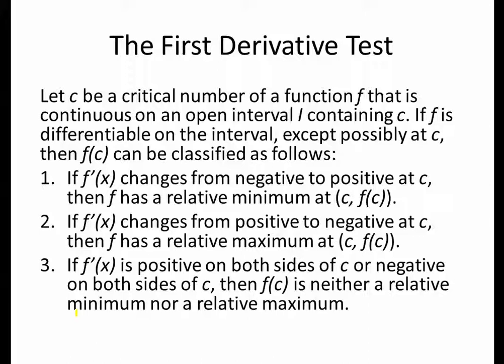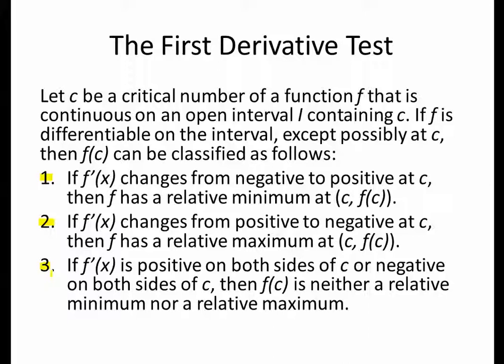If f prime, the first derivative, changes from negative to positive at C, then f has a relative minimum at C, f of C. It's a point that is the minimum. If f prime of x changes from positive to negative at C, then f has a relative maximum at the point C, f of C. If f prime of x is positive on both sides of C or negative on both sides of C, so it does not change sign, then f of C is neither a relative minimum nor a relative maximum.